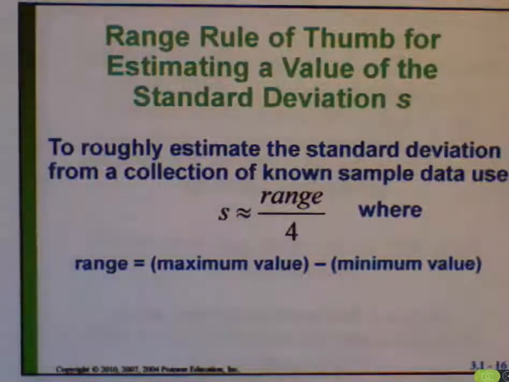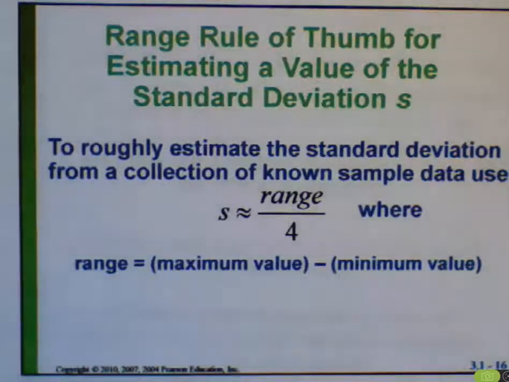There's also a range rule of thumb for estimating a value of the standard deviation. As long as we have all of the data values, we can get an accurate standard deviation on the calculator using the standard deviation function that I showed you. But if we only know the range of the values, we only know the highest and the lowest, then we can't get an accurate standard deviation. The very best we can do is estimate it.